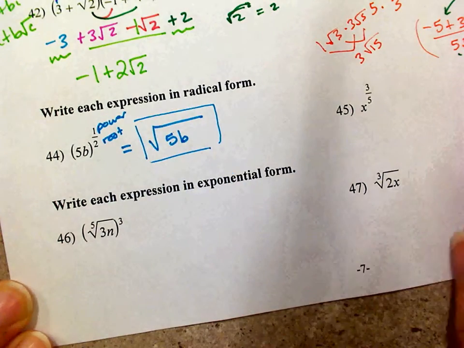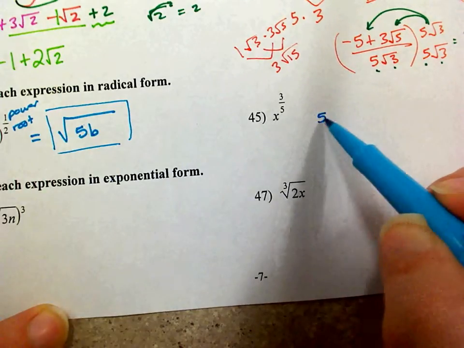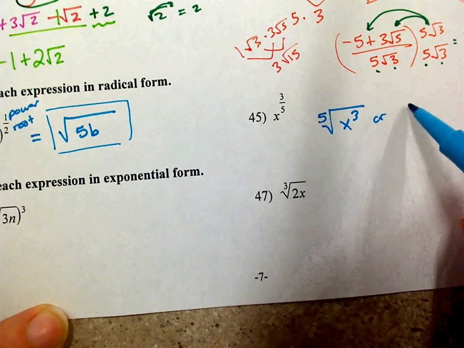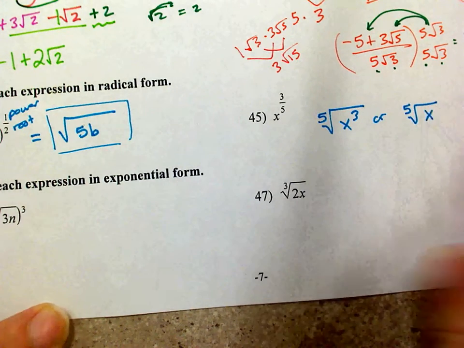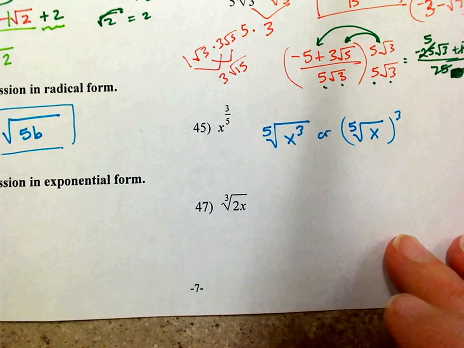Whereas on this one, it's the fifth root, because roots are on the bottom, of x to the third, or the fifth root of x to the third. They're equivalent. Okay?